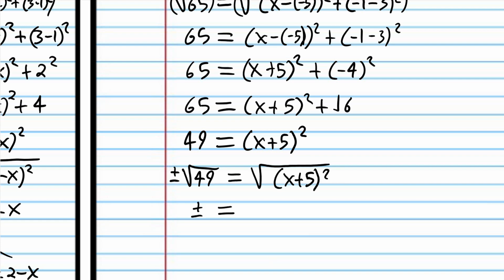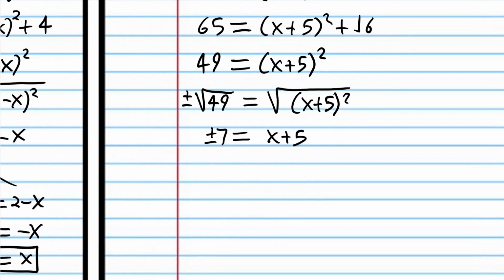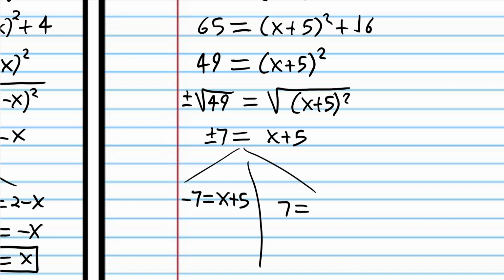So that's plus or minus 7. Square root of 49 is 7. What number times itself is equal to 49? Well, that's 7. And now we're going to break it up into two parts. We're going to pretend that it's negative 7, and we're going to pretend that it's positive 7, because it can be either.